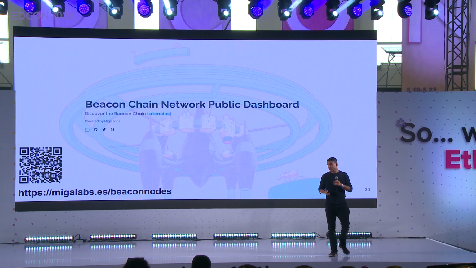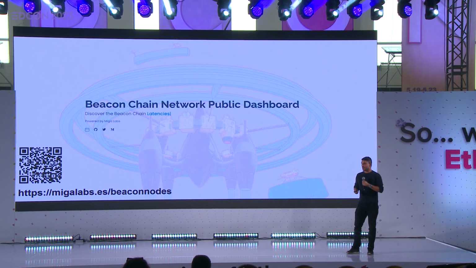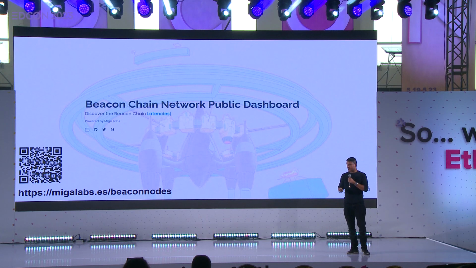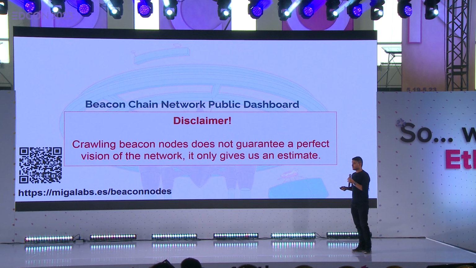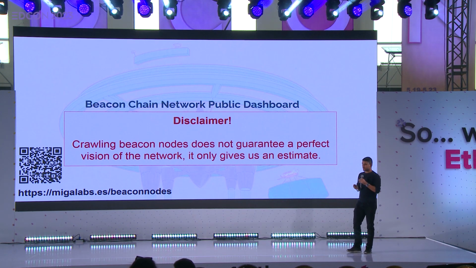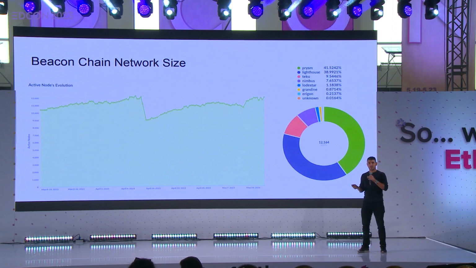For that, we use the crawler that we have been developing for a couple of years already. You can access it in the QR code, and there is this public dashboard that we have. So all this data is not 100% exact vision of the Ethereum network, because crawling a peer-to-peer network doesn't give you an exact figure of it, but it just gives you a good estimate of how the Ethereum network looks today. So you have about 10,000 nodes in the network today, about 40% Lighthouse, 40% Prysm.